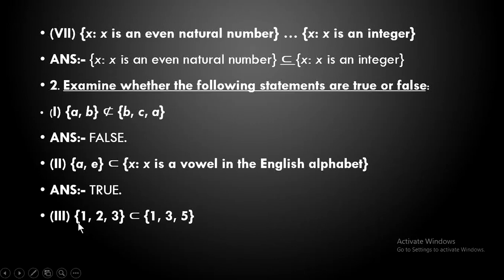Third bit says the first set consists of 1, 2 and 3, and the second set consists of 1, 3 and 5. Now over here you can see that 1 and 3 are present in the second one, but 2 is not present. So this cannot be called a part of this set because 2 is not present in the second set. So this is not a subset, so it means that the statement is false.